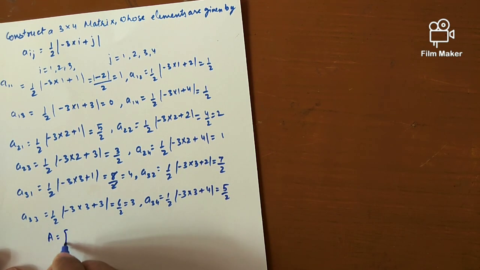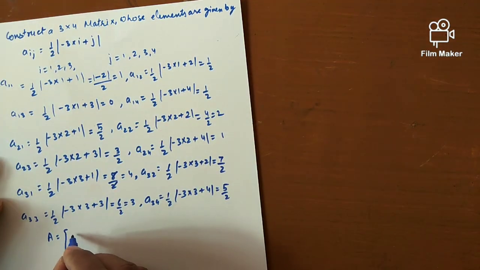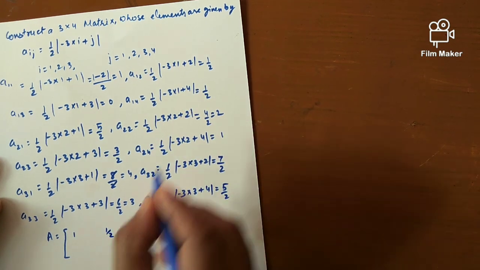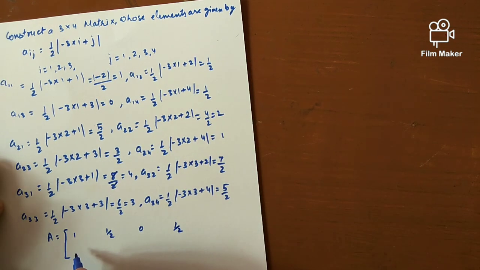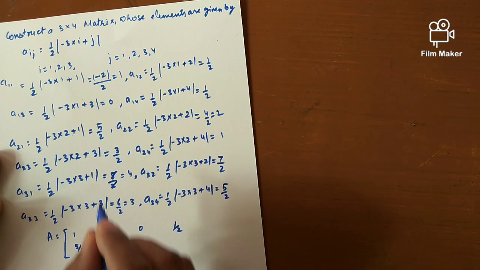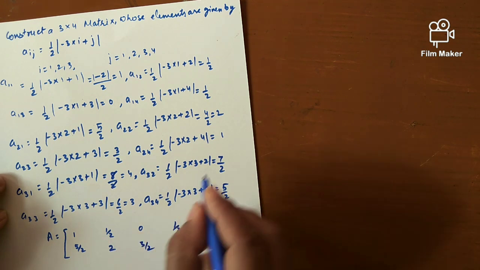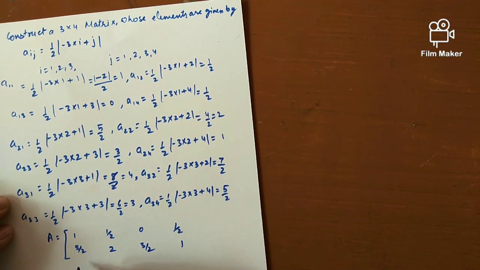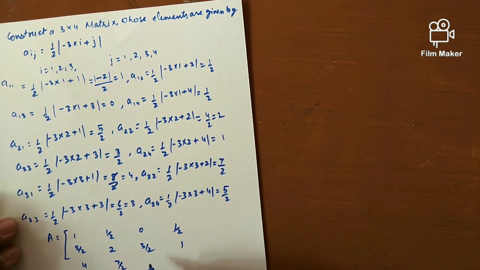Therefore now the matrix can be written as: first is A11 is 1, A12 is 1 by 2, A13 is 0, and A14 is 1 by 2, and A21 is 5 by 2, A22 is 2, A23 is 3 by 2, A24 is 1, A31 is 4, A32 is 7 by 2, A33 is 3, and last one is 5 by 2. So you can see this matrix has order 3 cross 4.